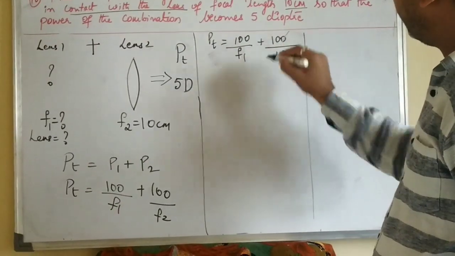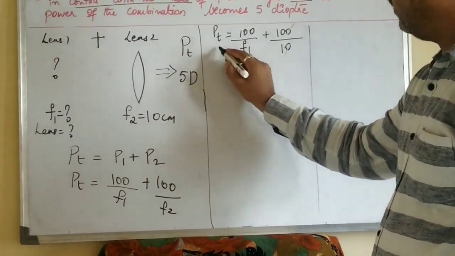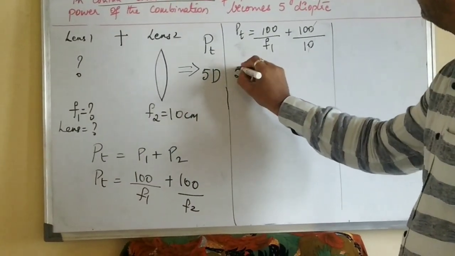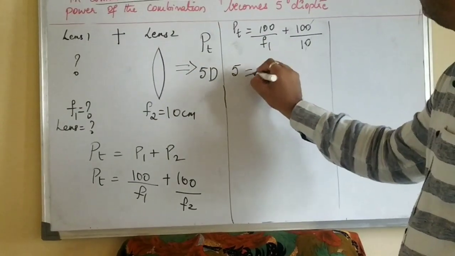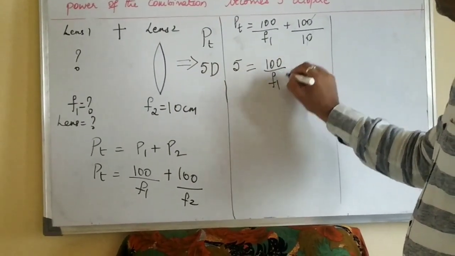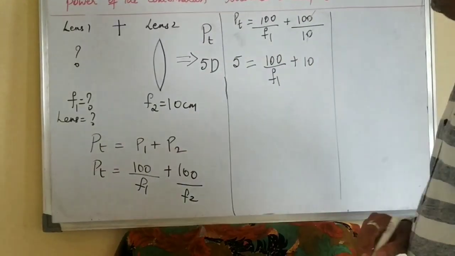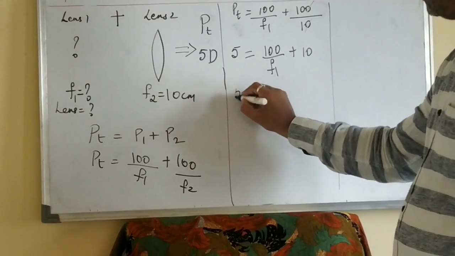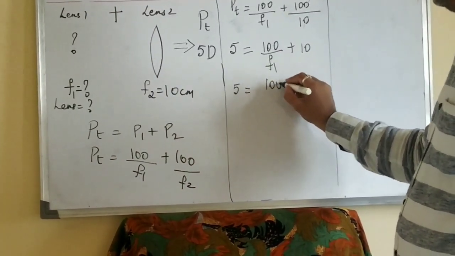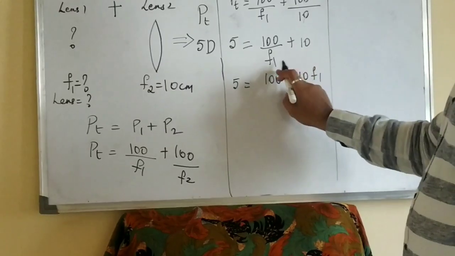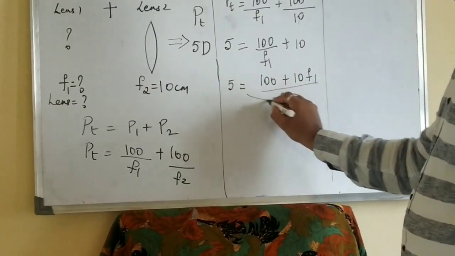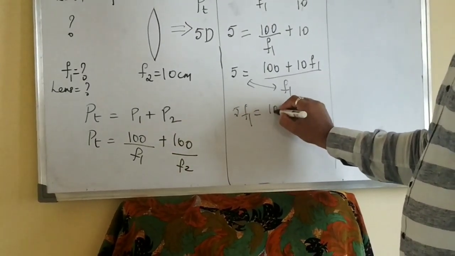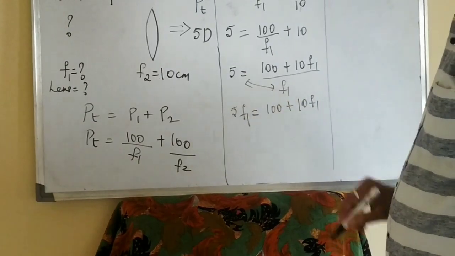Now here you can simplify. Okay. Now what you get? PT is given. Power of the lens is 5 diopter. So 5D or 5 diopter is equal to 100 by F1 plus 10 by 1 means 10. Now take the LCM here on the RHS. LCM is F1 only. So what you will get? 5 is equal to 100 plus 10 into F1 divided by F1. Now cross multiply it. What you get? 5 F1 is equal to 100 plus 10 into F1.